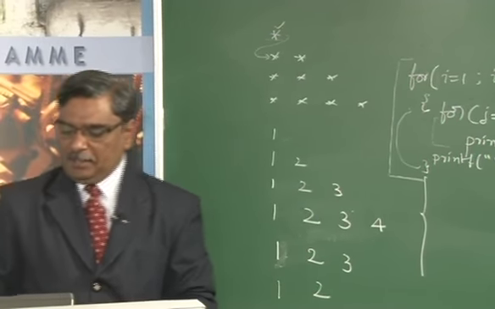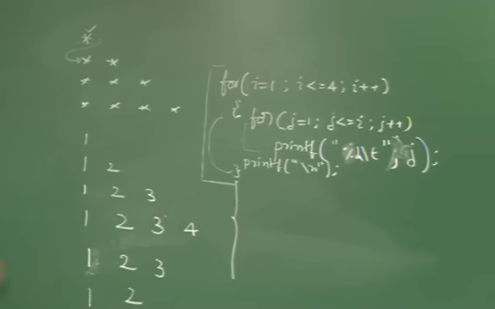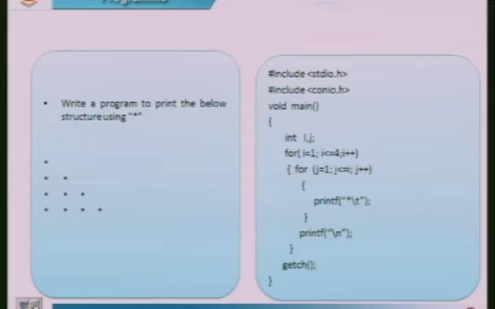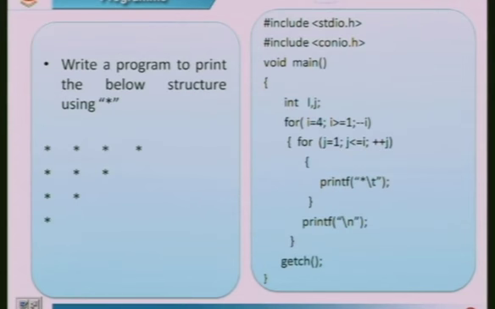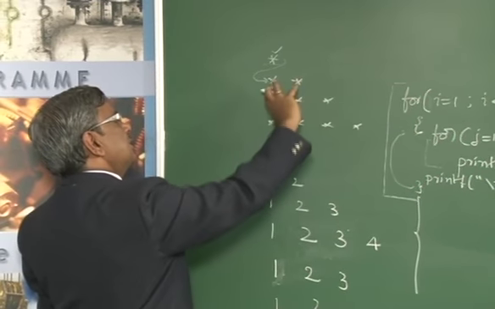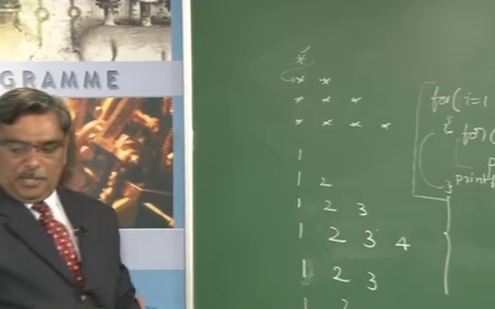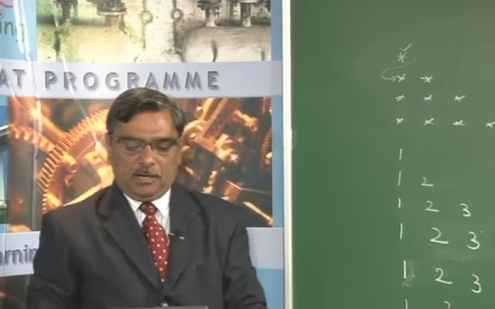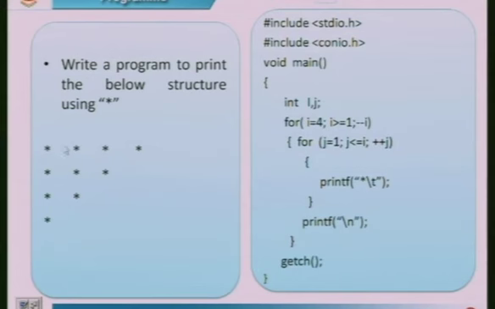So these are interesting structures that can be printed by making use of nesting of the for loop in programming. Another interesting structure is the reverse order, with 4 stars first, then 3, 2, 1. Observe that there are 4 stars in the first line, next 3, next 2, 1.